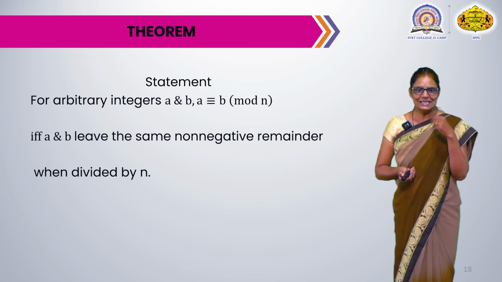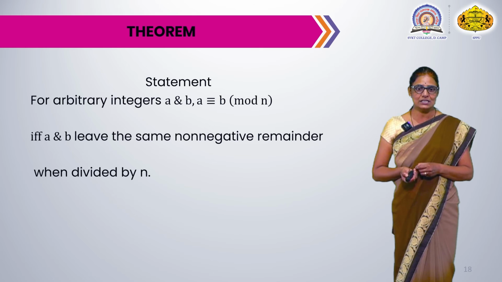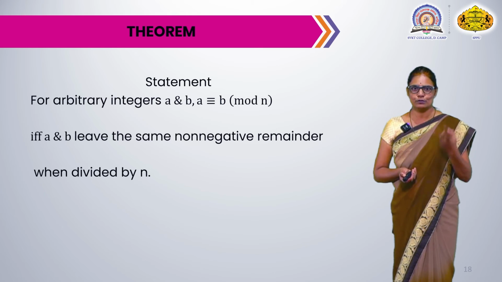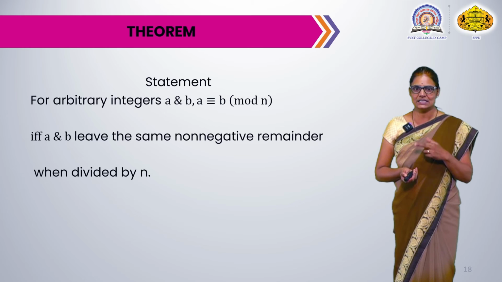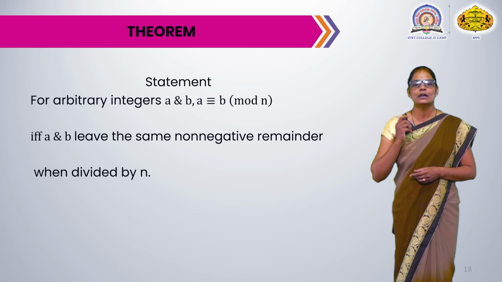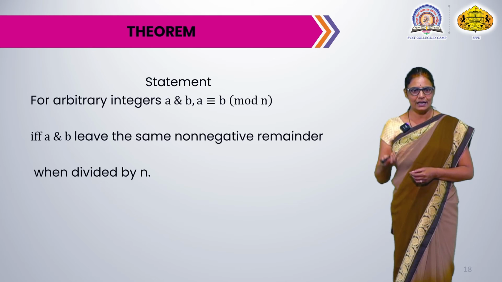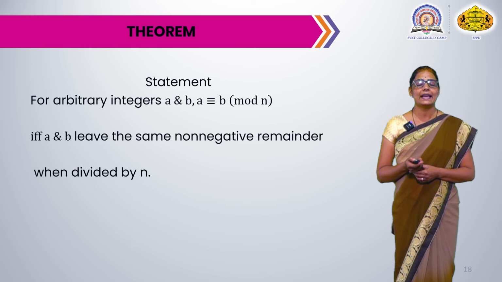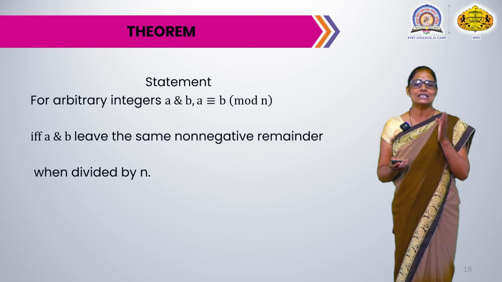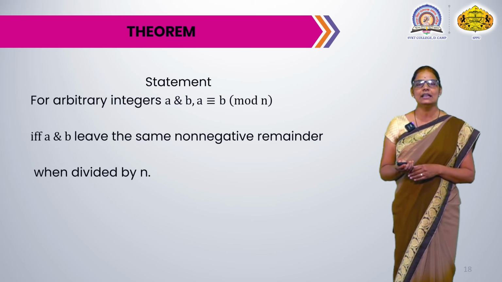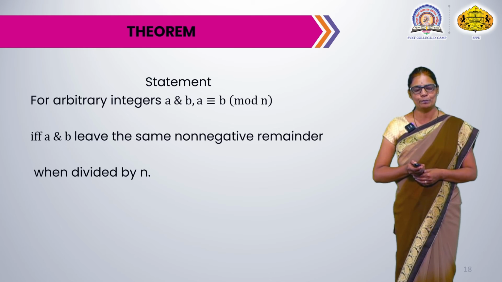So we want to prove this theorem. We prove this theorem in two parts, the necessary and the sufficient condition. In the first part, let us assume that a is congruent to b modulo n and prove that a and b leave the same non-negative remainder when divided by n. And in the second part, assume that a and b leave the same non-negative remainder when divided by n and prove that a is congruent to b modulo n.